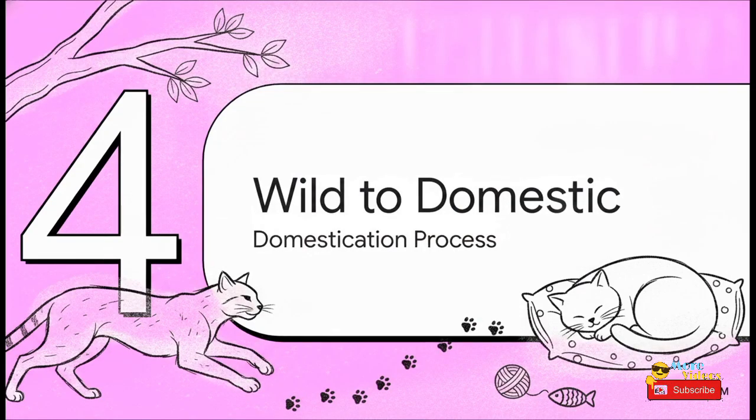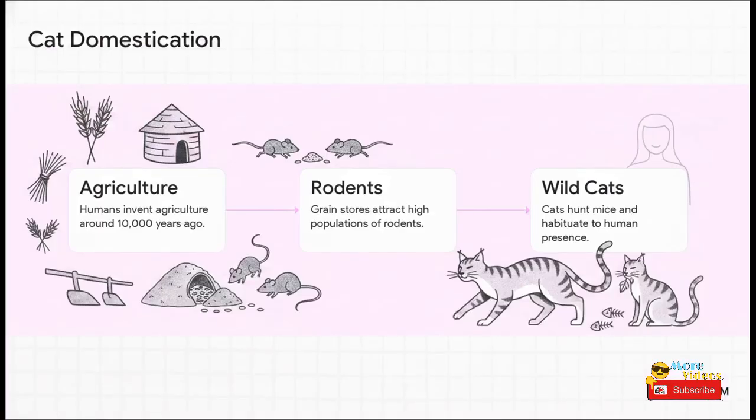Section 4. From wild to domestic. So how did these wild predators end up in our laps? Unlike dogs, which we actively trained and bred for very specific tasks, cats essentially domesticated themselves. It's true. Around 10,000 years ago, humans invented agriculture. Step 2, all that stored grain inevitably attracted massive populations of rodents.